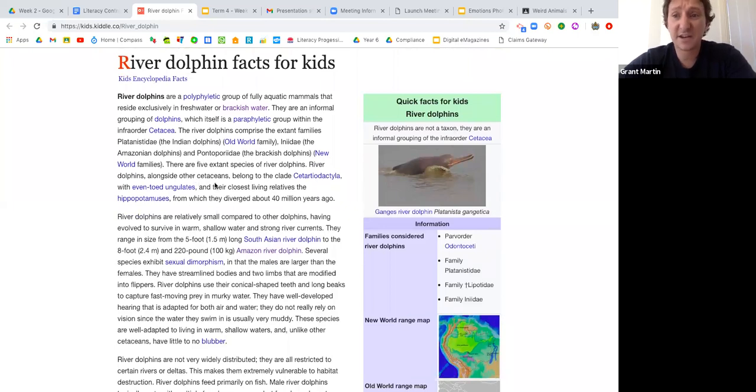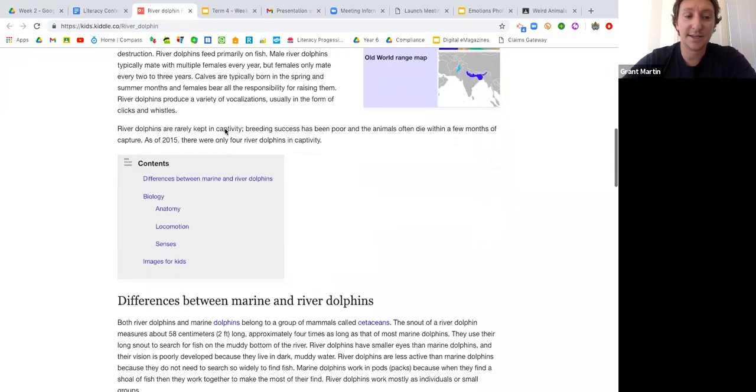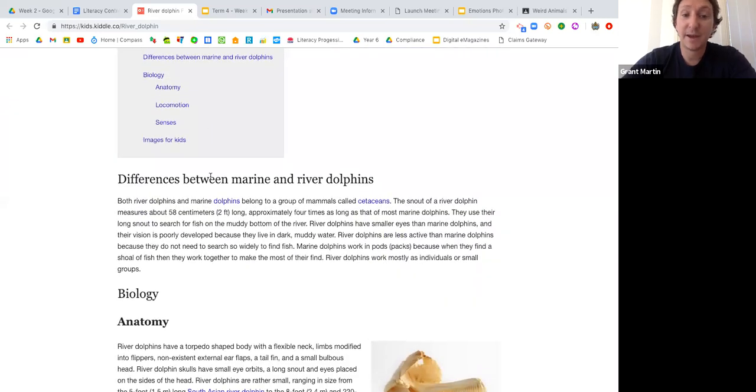They do give some information about river dolphins in this introductory section. They give us a bit of an idea about what they are, where they live, and what they look like. But they don't go into total detail. They don't put all their information here because later in the text, as you can see, they've got different subheadings where they go into more detail about these animals.